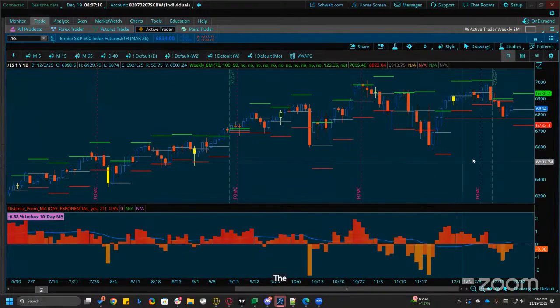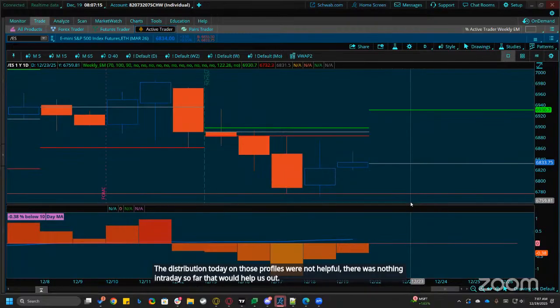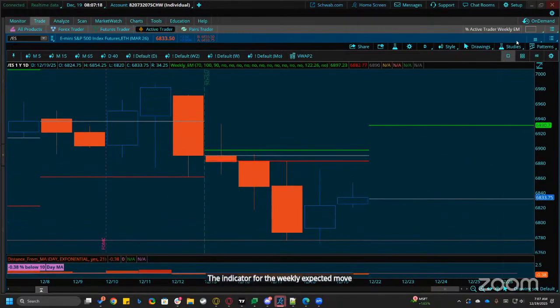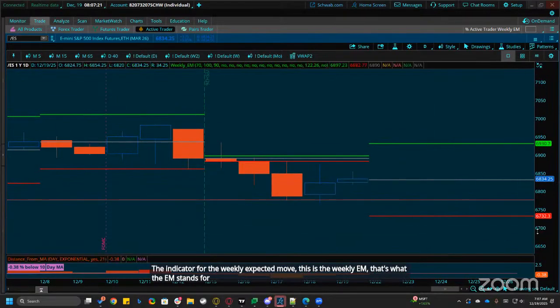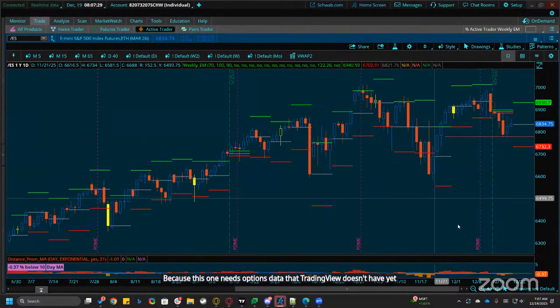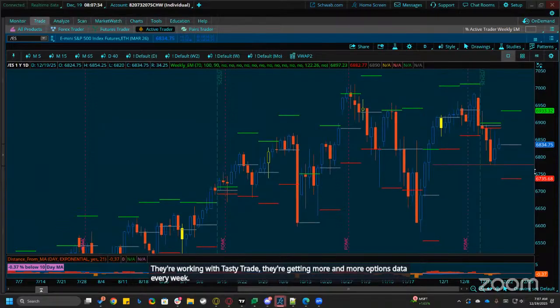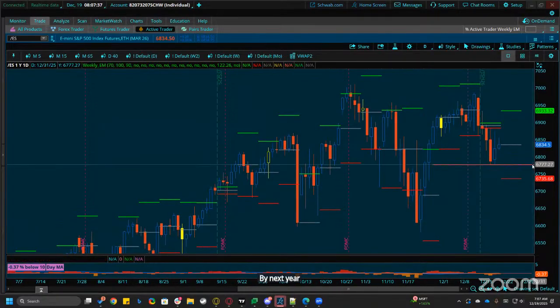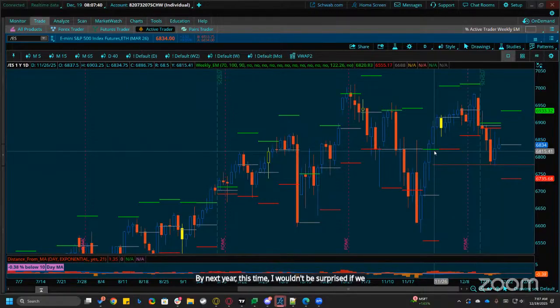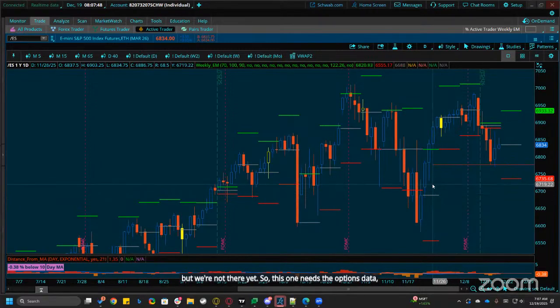The distribution today on those profiles was not helpful. There was nothing intraday so far that would help us out. The indicator for the weekly expected move, this is the weekly EM. That's what the EM stands for, expected move. This one will not be on TradingView because this one needs options data that TradingView doesn't have yet. They're working with Tasty Trade. They're getting more and more options data every week coded into the platform. By next year, this time, I wouldn't be surprised if we have all the options data on TradingView. But we're not there yet. So this one needs the options data. This one won't be on TradingView.